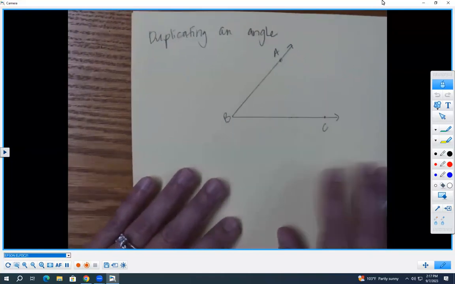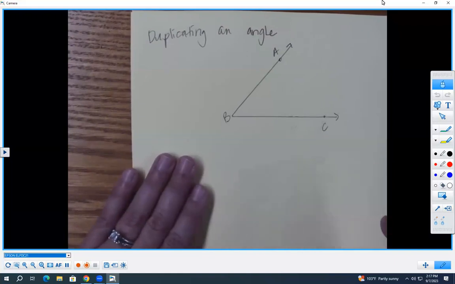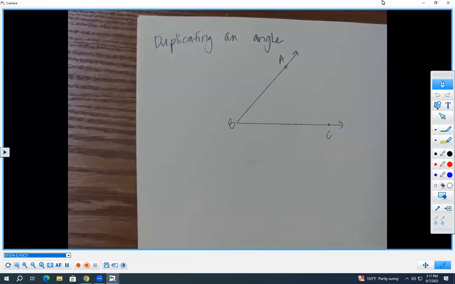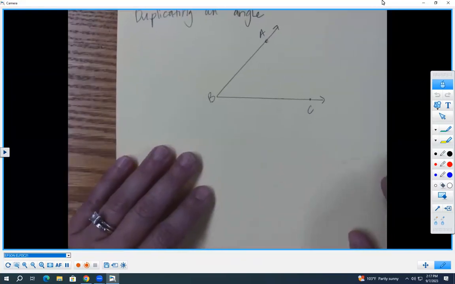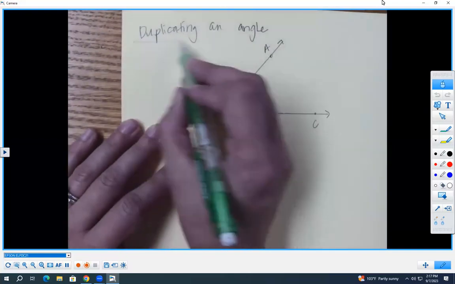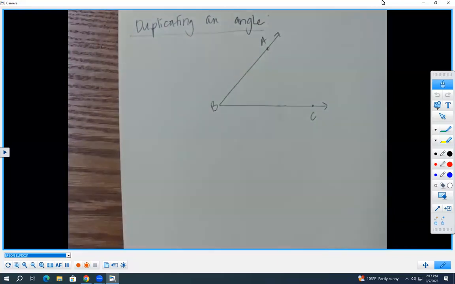Okay, so we are going to, let's go ahead. I don't want to pass out protractors. I was going to say, let's measure it to make sure we end up with the same thing, but we don't have time for it. So the way we duplicate an angle, anybody have any ideas? This is the one that I can never remember on my own. I have to think about it every single time. Anybody have any ideas on how to duplicate that angle?